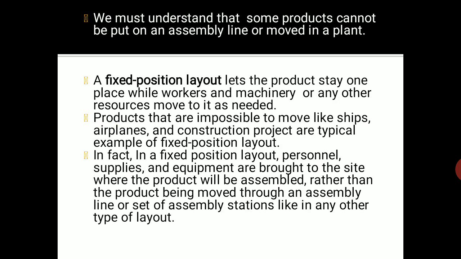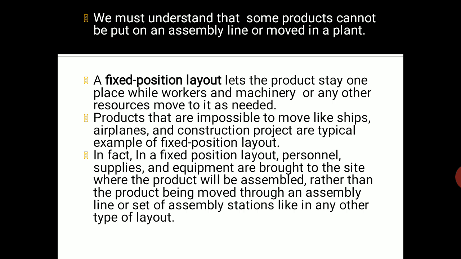Now, we must understand that some products cannot be put on an assembly line or moved in a plant. It's very natural that a few products are such, as we have seen in the previous slide, that if you are manufacturing a ship, or you are making a steamer, or you are manufacturing an aircraft, then it may not be possible for that particular aircraft or its subcomponents to be taken from one place to another.